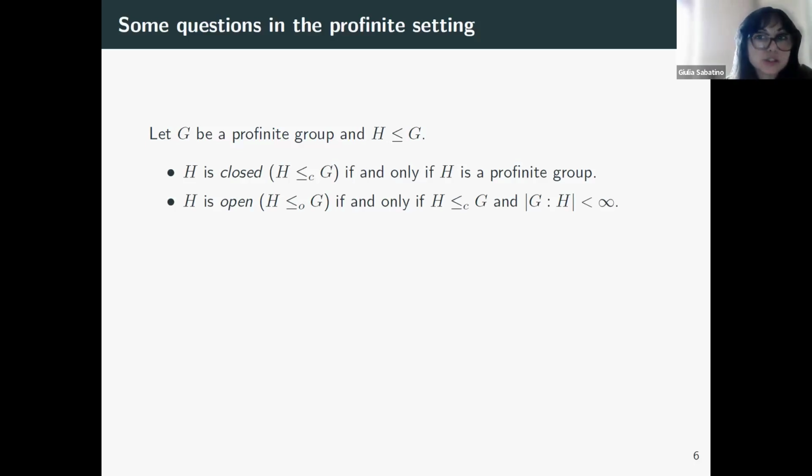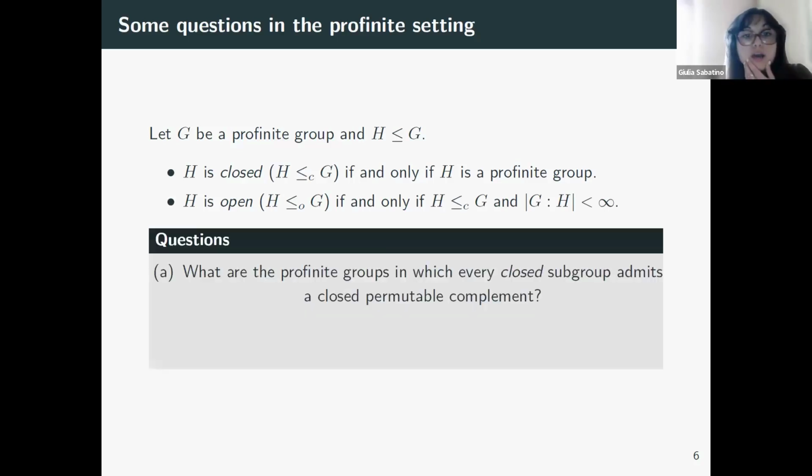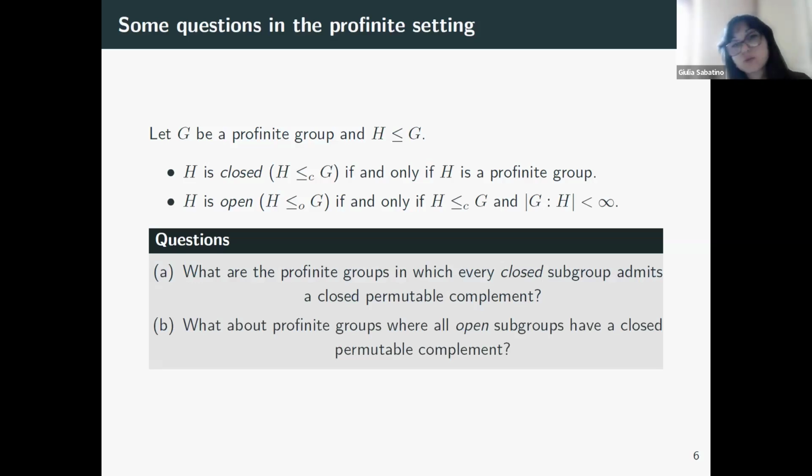So some natural questions arise, motivated by the definitions and the theorems I have mentioned before. The first one is, what are the profinite groups in which every closed subgroup admits a closed permutable complement? The second one is, what about profinite groups where all open subgroups have a closed permutable complement?